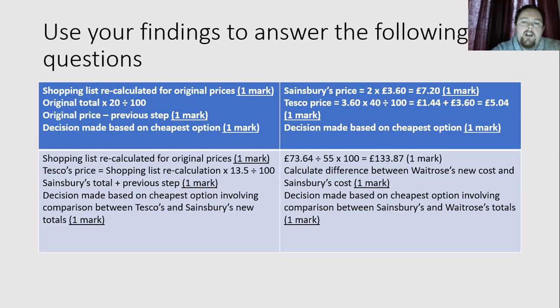For the final question, it's £73.64 divided by 55 times 100, which gives you £133.87. That's for 1 mark. The second mark is given for calculating the difference between Waitrose's new cost and Sainsbury's cost. And then the last mark is the decision made based on the cheapest option, involving a comparison between Sainsbury's and Waitrose's totals. So remember, if you don't make a mathematical decision on these ones, you will miss marks. That happens in the exams often.